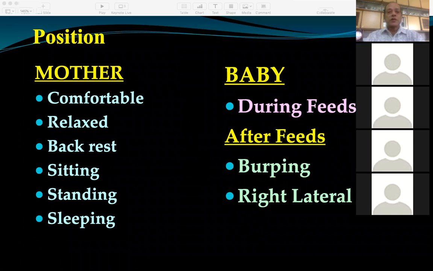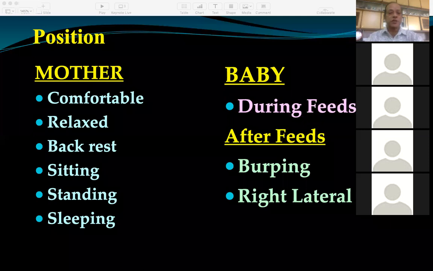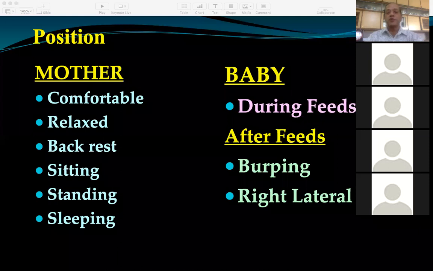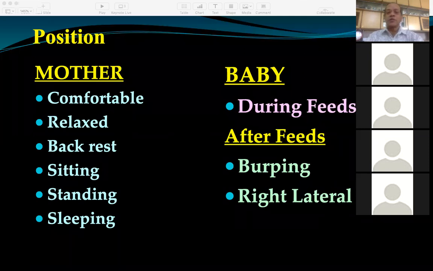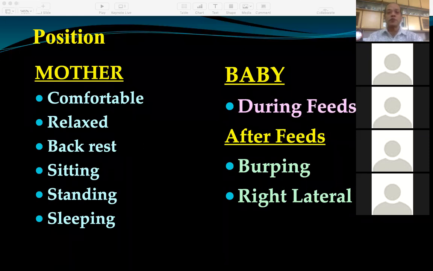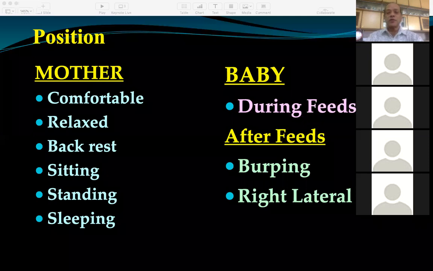So what is the basic requirement for a proper position? The mother should be comfortable, relaxed. There should be a backrest if she is sitting. The mother can feed the baby in standing position also, doing her work, and as we discussed, in sleeping position also. The baby's position during feed has to be maintained. The baby's body should be in a straight line, with the head facing towards the mother so that there is no problem with the latching.